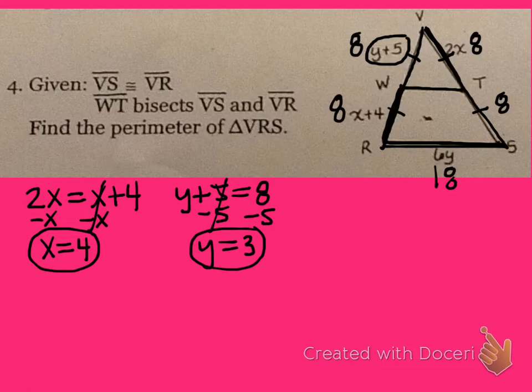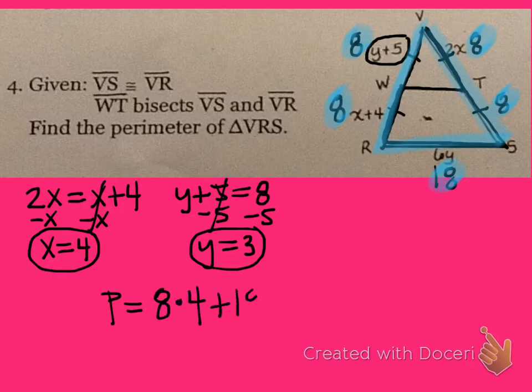So now I've got to find the perimeter of this triangle. I'm going to add 8, 8, 18, 8, and 8. Or 8 times 4, because I've got 4 8s, plus the 18. 8 times 4 is 32. 32 plus 18 gives us a perimeter of 50.